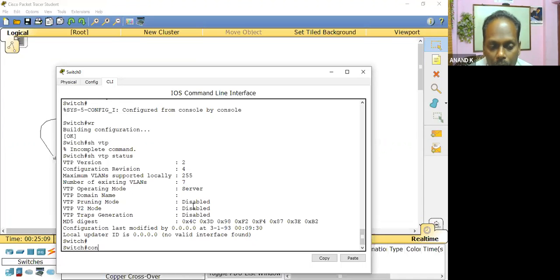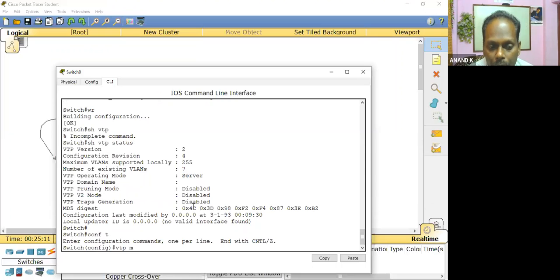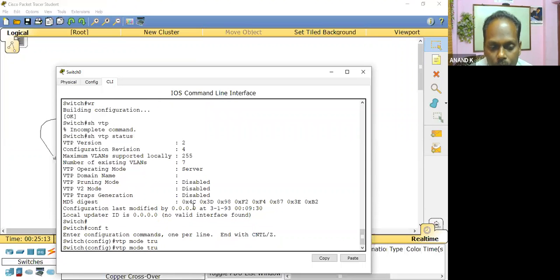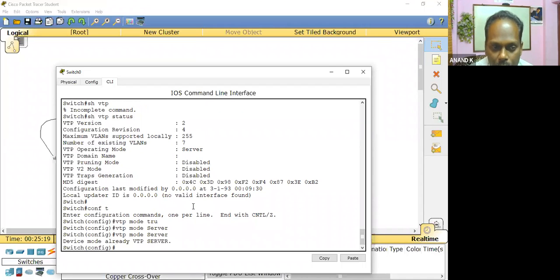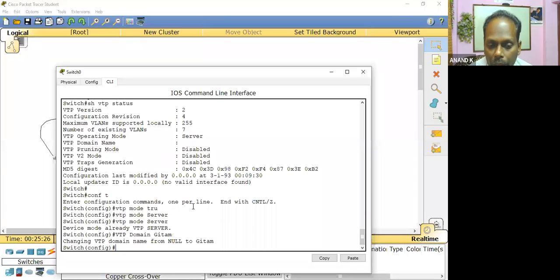Okay. How do I enable? Conf VTP mode server, which is already a server. VTP domain, I can say Githam. Earlier it was null. It has changed to Githam. Okay. VTP, I think that's all. That is enough. Automatically, then it will be enabled because port number 24 is already defined. So end.